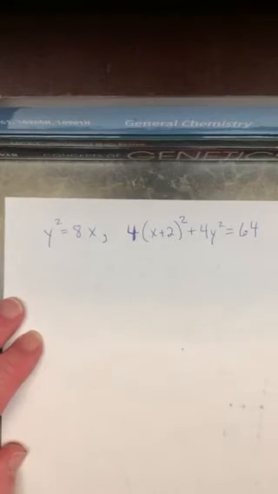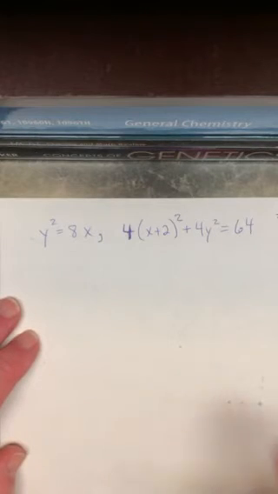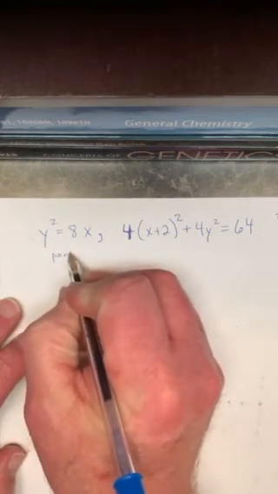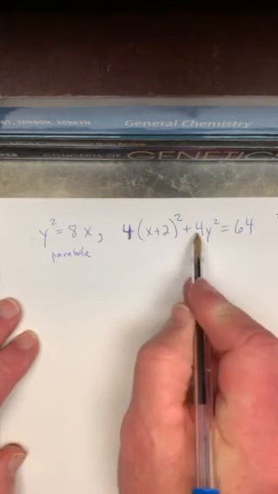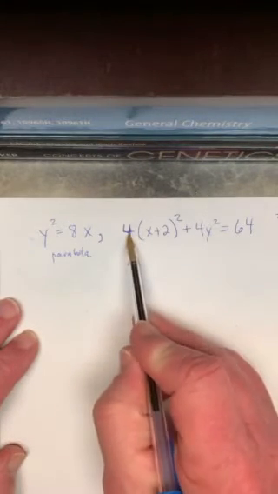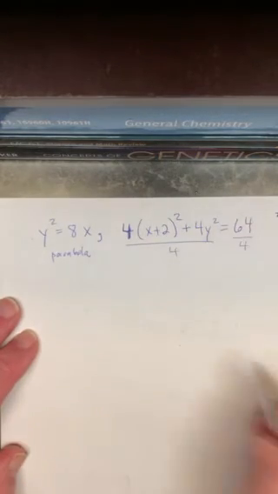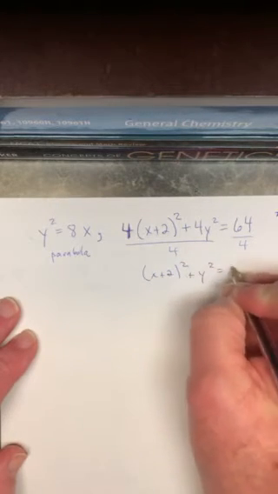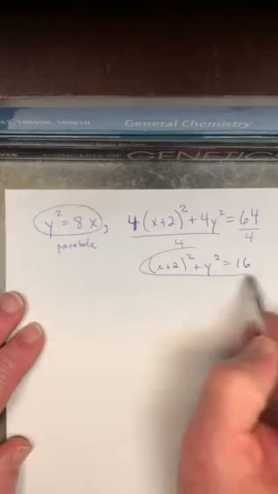Okay, if you take a look at this one, we've got a what and a what. If you were doing this on your own, I hope you'd say, there's only one letter squared on this problem. That makes this a parabola. There's two letters squared here, and the coefficients are the same, making this what? A circle. And on a circle, remember, we don't want those coefficients there. I would divide both sides by 4, giving me (x + 2)² + y² = 16. Agreed? So I've got a parabola and a circle.